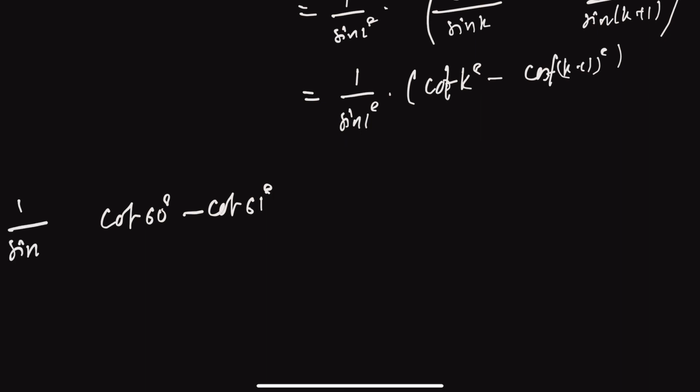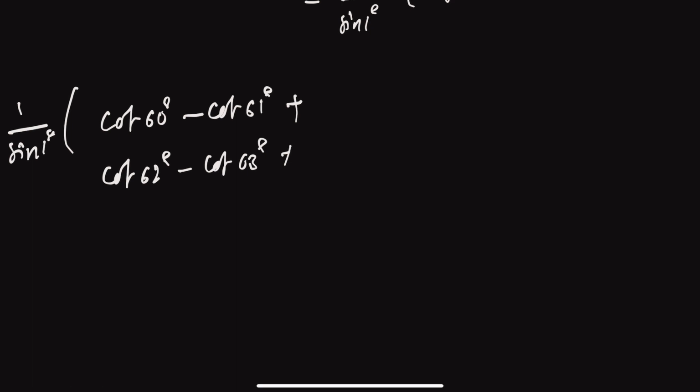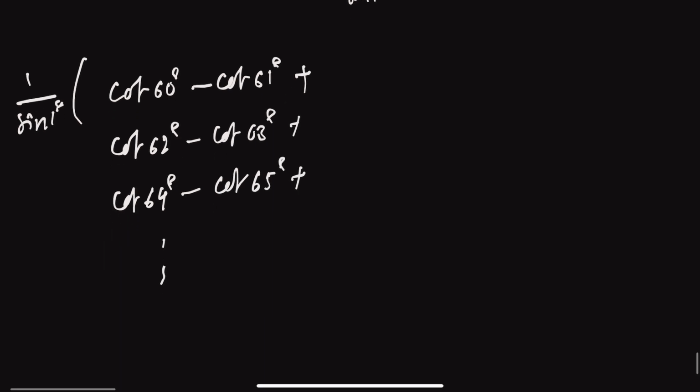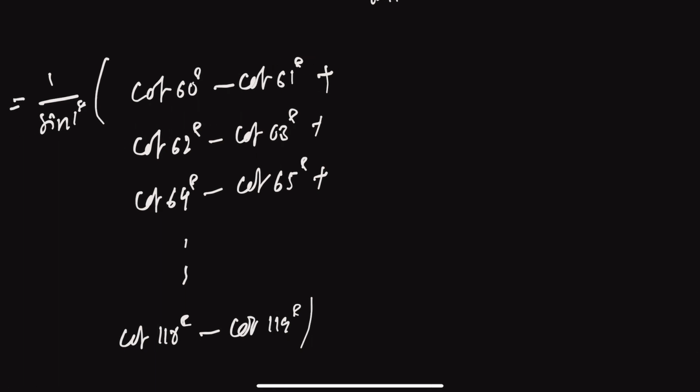So this is like 1 by sine 1 degrees, plus we are having cot 62 degrees minus cot 63 degrees, plus we are again not having cot 62 or 63, we're directly having cot 64 degrees minus cot 65 degrees, plus and so on, until cot 118 degrees minus cot 119 degrees. So it's not a sequences and series thing. We're not having continuous terms to cancel out, but we need to figure out something.